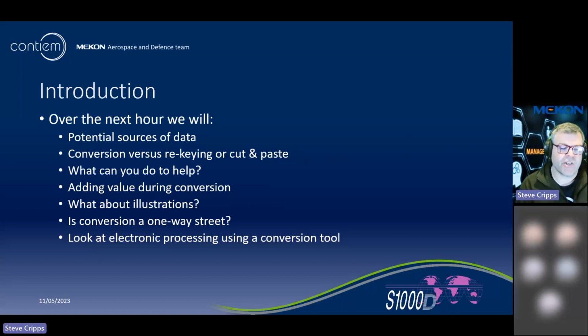Have a little think about illustrations and other media types. Little question there kind of towards the end: is conversion a one-way street, and what do I mean by that, and what are the implications if we have gone down this conversion route? And then we'll actually have a look at a little bit of electronic processing. We've got a conversion tool here. I'll show you a little bit of that and how it works and how that might be able to help. Certainly do some bulk data conversion, and that's one of the key things that we'll be assessing during the afternoon: what are the best tools and when and why.